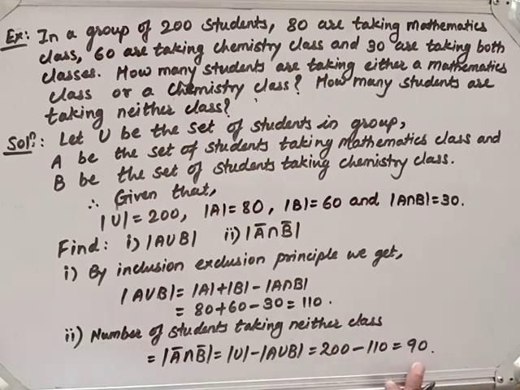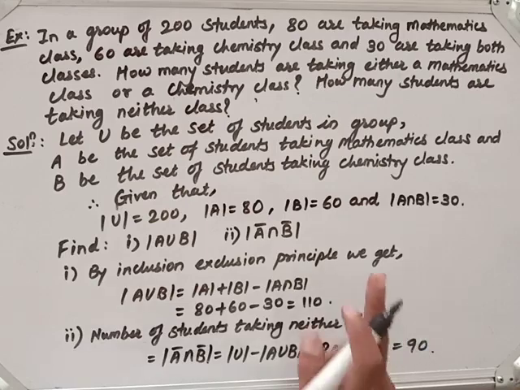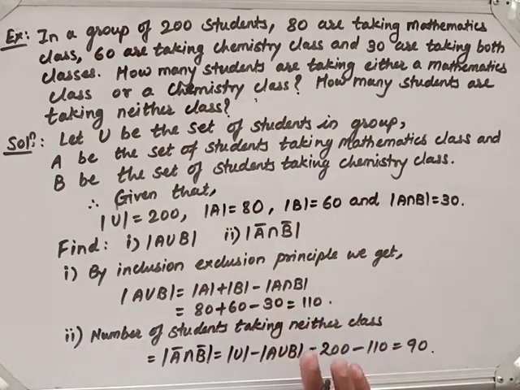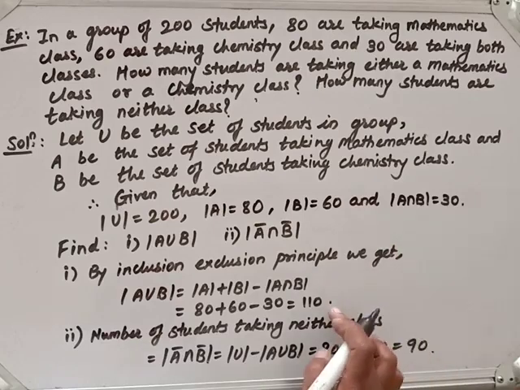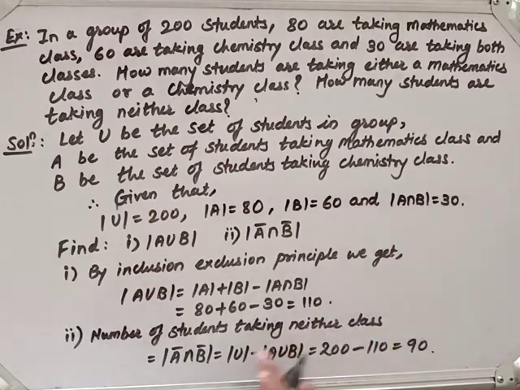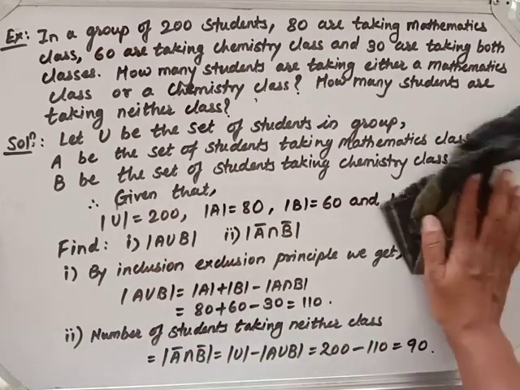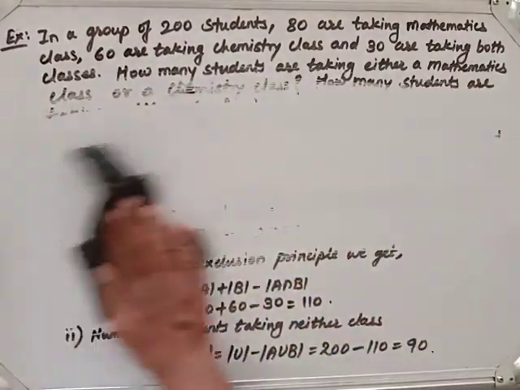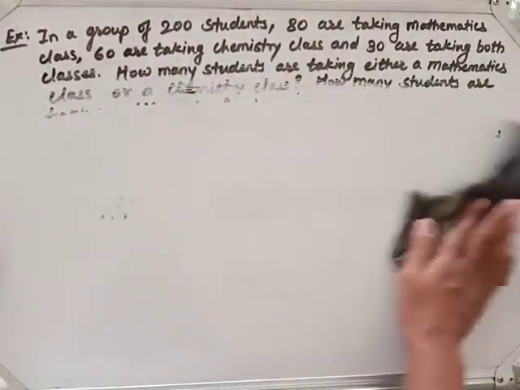It means 90 students haven't taken any of these classes, either mathematics or chemistry, but both of them are taken by 30, and any one of them will be taken by 110. Now let me take the next example. As such, we can use the inclusion-exclusion principle here.